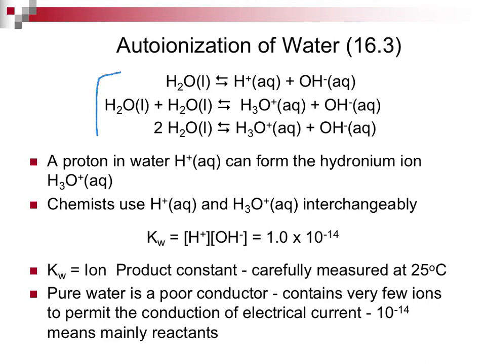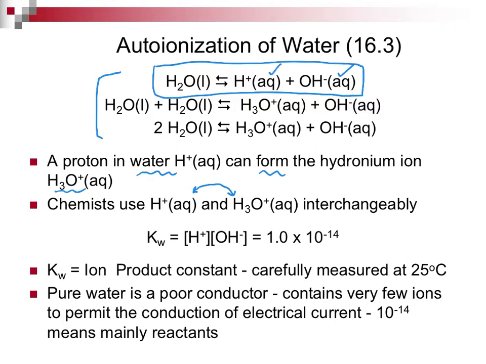Each of these are viable ways to write the autoionization of water. Familiarize yourself so you're not taken by the form of the equation. What happens is a proton in water can form the hydronium ion. And chemists use these two symbols interchangeably. It depends on what we're doing in an equation. So let's take the first equation and write an equilibrium expression. We have our aqueous, but we do not include pure liquids. That takes us to the expression I have written.